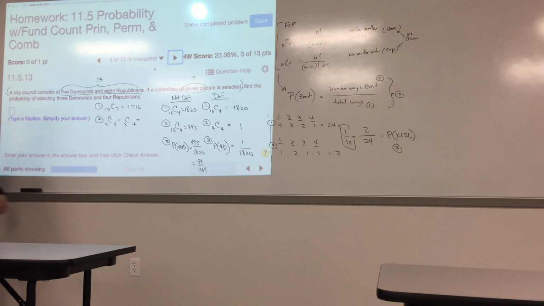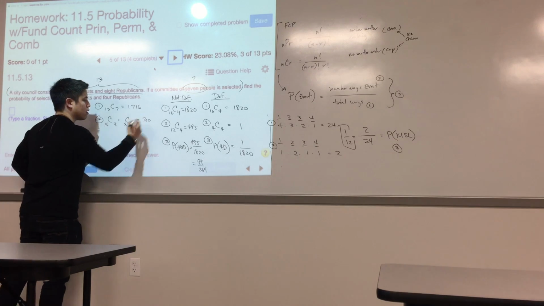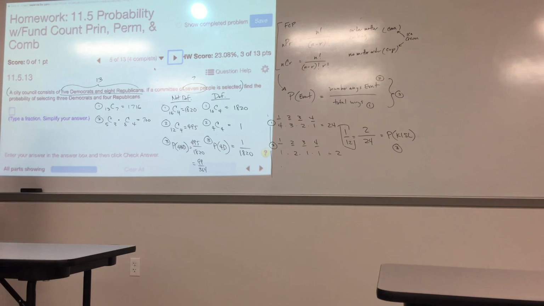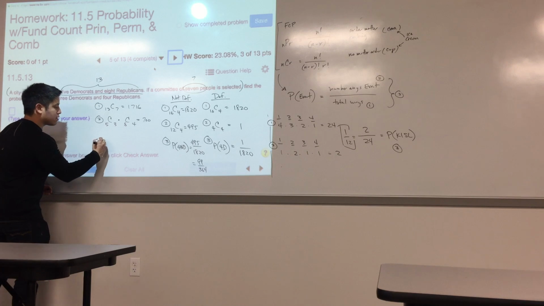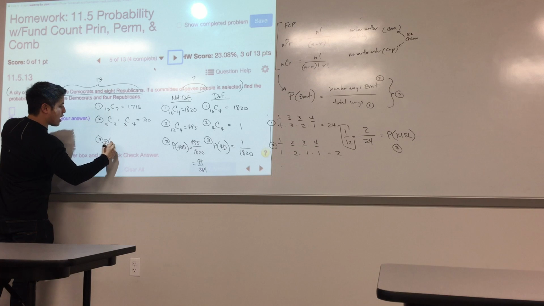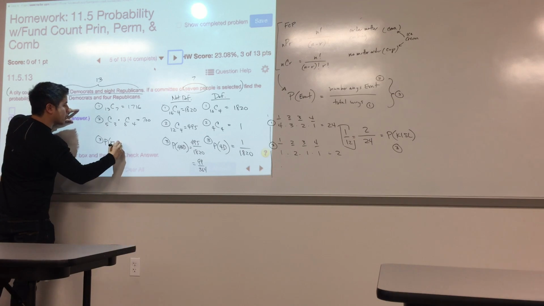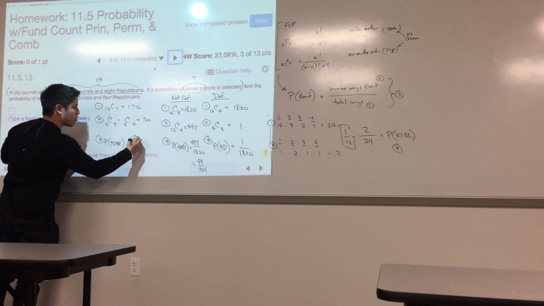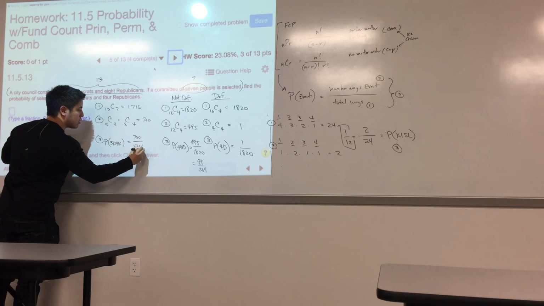700. Is it 700? Yes. Okay, wonderful, very, very good. And so now we can do the easier part, which is to connect them. Obviously, the probability of selecting 3 Democrats and 4 Republicans is going to be 700 out of 1716.